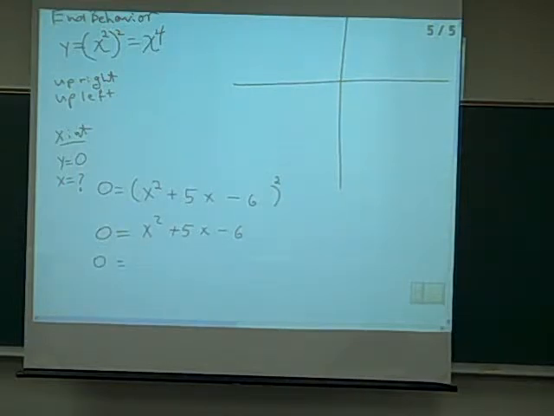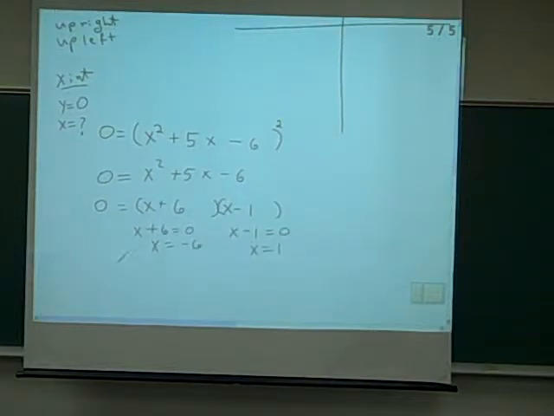And go ahead and factor that. And we're going to have plus and minus. And we're going to have a plus 6 and a minus 1. So we get x plus 6 equals 0, x minus 1 equals 0. We get x equals negative 6, and x equals positive 1. So that means our x-intercepts are at negative 6, 0, and 1, 0.